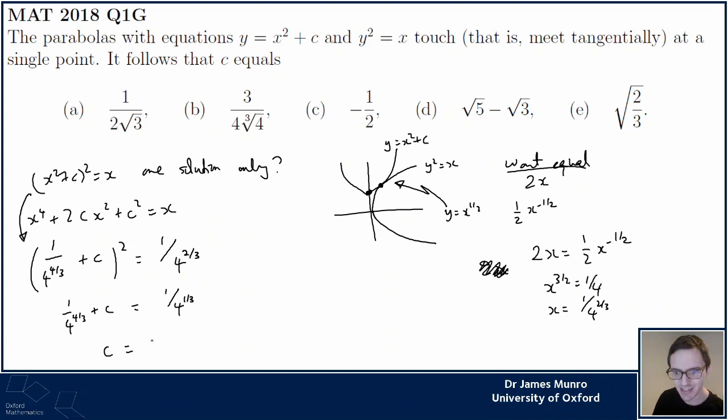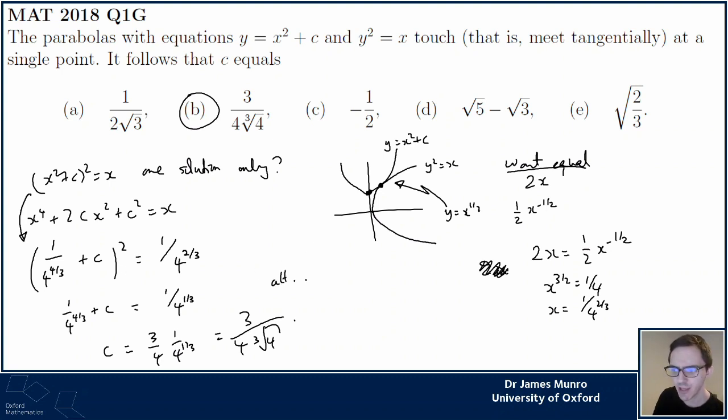So C should be then, this is 1/4 of 1 over 4 to the 1 over 3, so this is 3/4, 1 over 4 to the 1 over 3, which is 3 over 4 cube root of 4, which is option B. Just a little worried there about C being negative. Let's explore that other route.